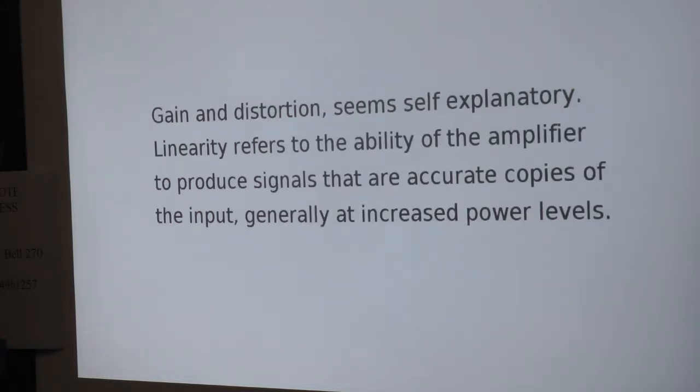So yeah, gain and distortion both seem pretty self-explanatory, right? Distortion is how much the signal in is not like the out, and gain is how much more signal we get out. Linearity refers to the ability of the amplifier to produce a signal that's an accurate copy of its input. So a really good linear amplifier will take one small signal and make a perfect output that's bigger. The less linear it is, the more distortion you'll get in it. So it's kind of a related term to distortion there.